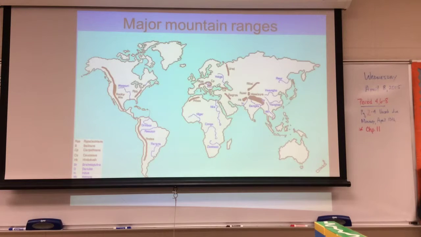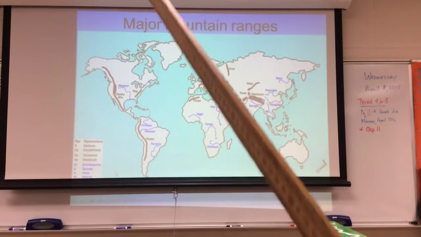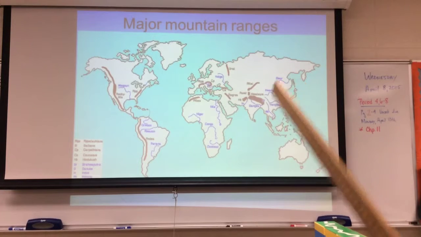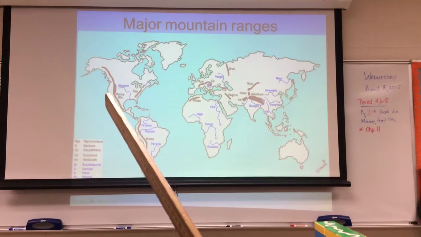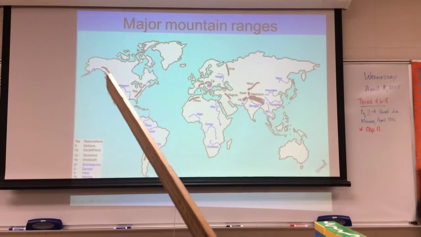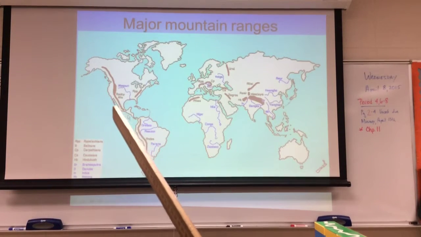Okay, major mountain ranges. Now, kind of looking at your map that we did a couple months back, this is kind of just a general overview. A mountain is, by definition, a really high point in comparison to land around it. So looking at our map here, we have major mountain ranges. Here on the west coast of the United States, starting up in Alaska, coming down, we have the Rocky Mountains, labeled right here.